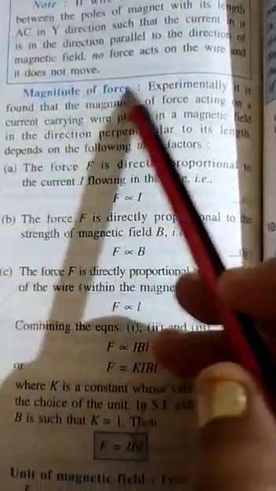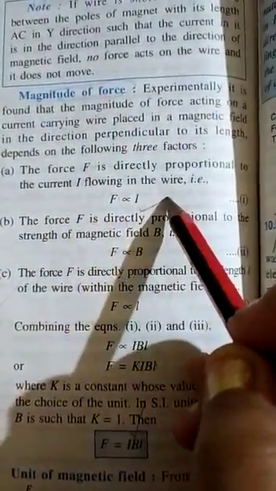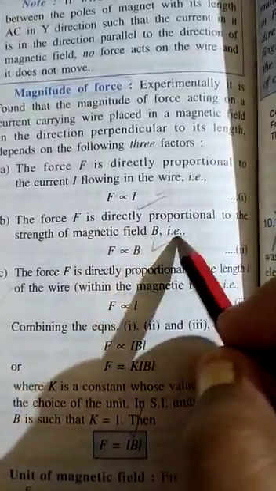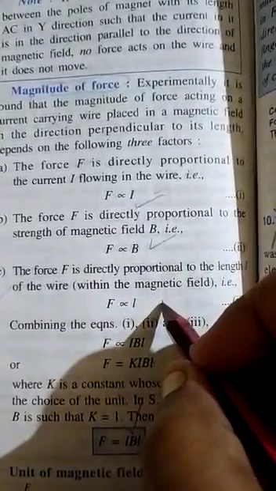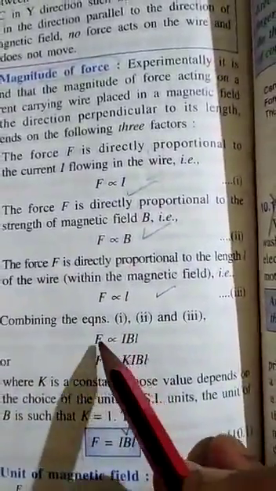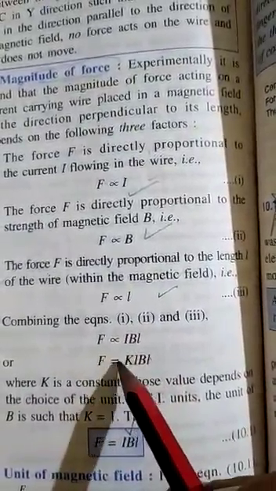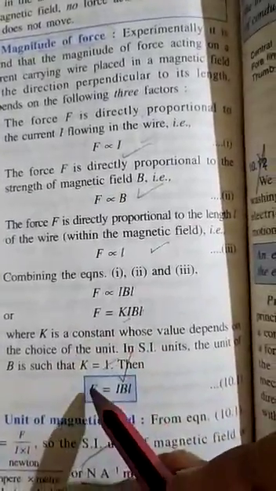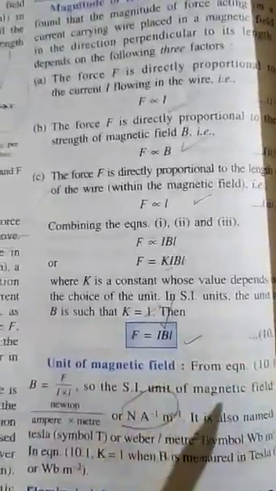Now how can you find the magnitude of force? The force is directly proportional to the current flowing through the conductor, it depends upon the magnetic field, and it depends upon the length of the wire. So when all of these get combined, you get F is directly proportional to IBL, and on removing the sign of proportionality you will get K. When K is 1, you get F is equal to IBL, which is the value of force.